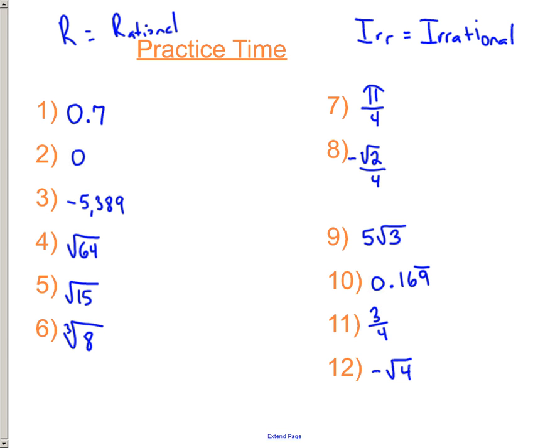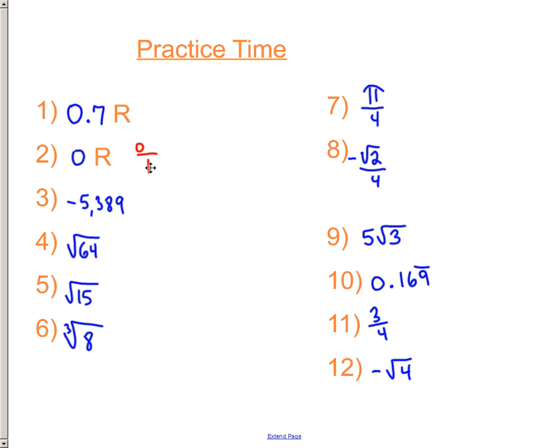All right, so at this point, we're going to go ahead and check it. Number 1 is 7/10, I can make that into a fraction. That would be 7/10. 0, can I make 0 into a fraction? Yes, 0/1, okay? I said the bottom number can't be 0. I didn't say anything about the top, so I threw that one in on purpose. What about negative 5,389? I can make that into a fraction. I just put a 1 under it, okay?